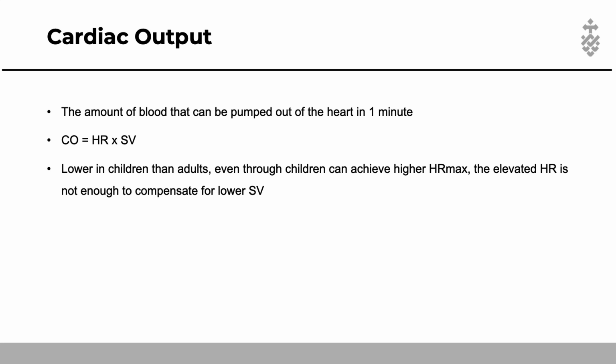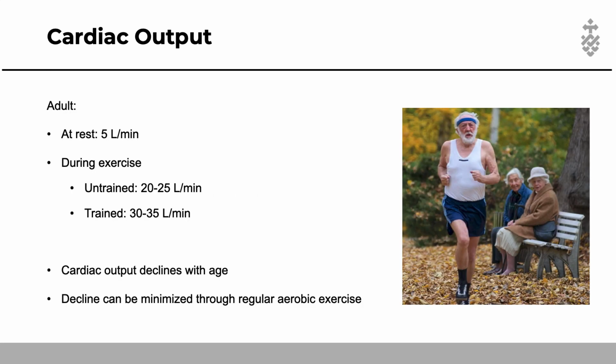The child has the higher heart rate, but the adult has the higher stroke volume. So even though a child can achieve a higher heart rate, it's not enough to compensate for the lower stroke volume, and therefore cardiac output is much lower in children compared to adults. At rest, adults have a cardiac output of approximately 5 liters per minute. So 5 liters of blood going through your heart and your circulatory system per minute. Now, with the onset of exercise, cardiac output rises in both children and adults until it reaches a new steady state.